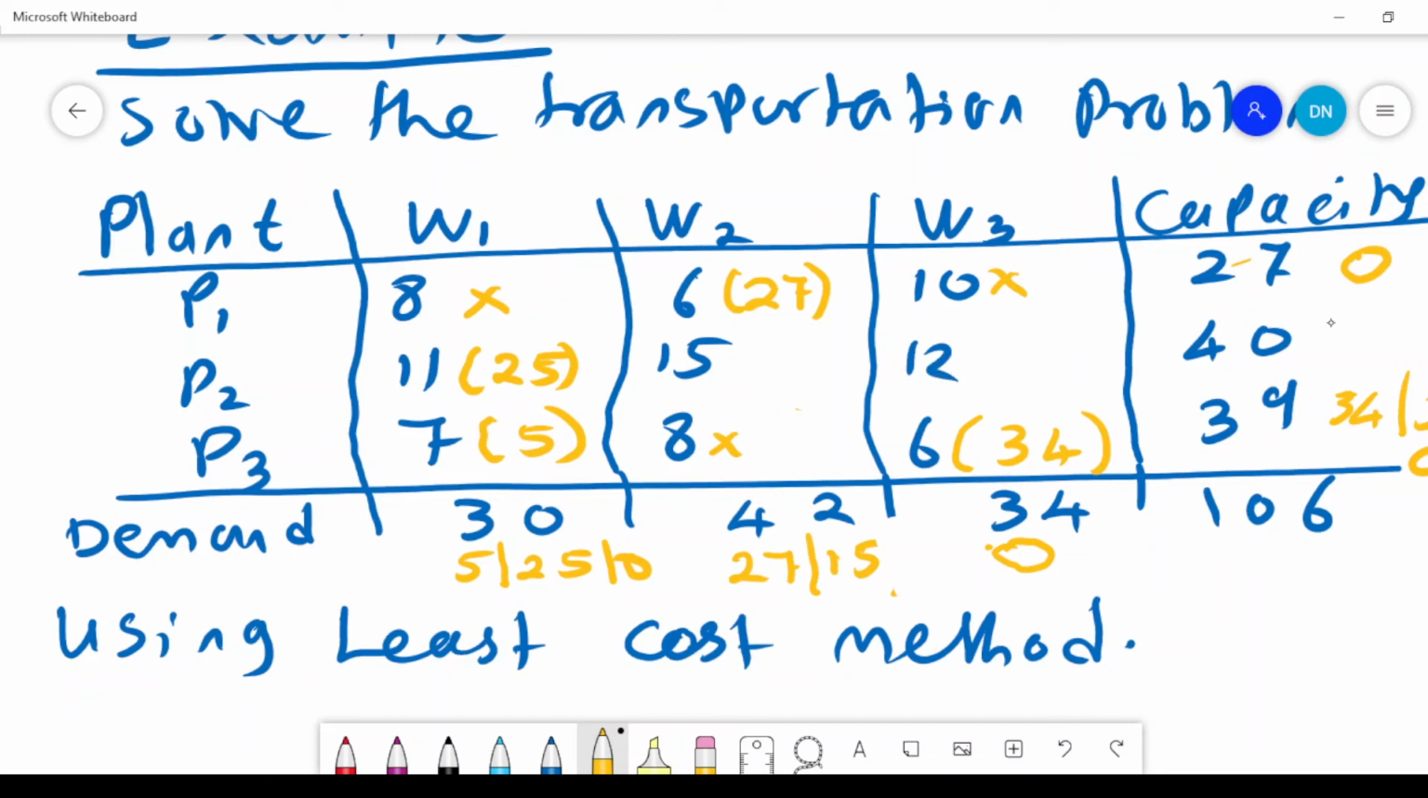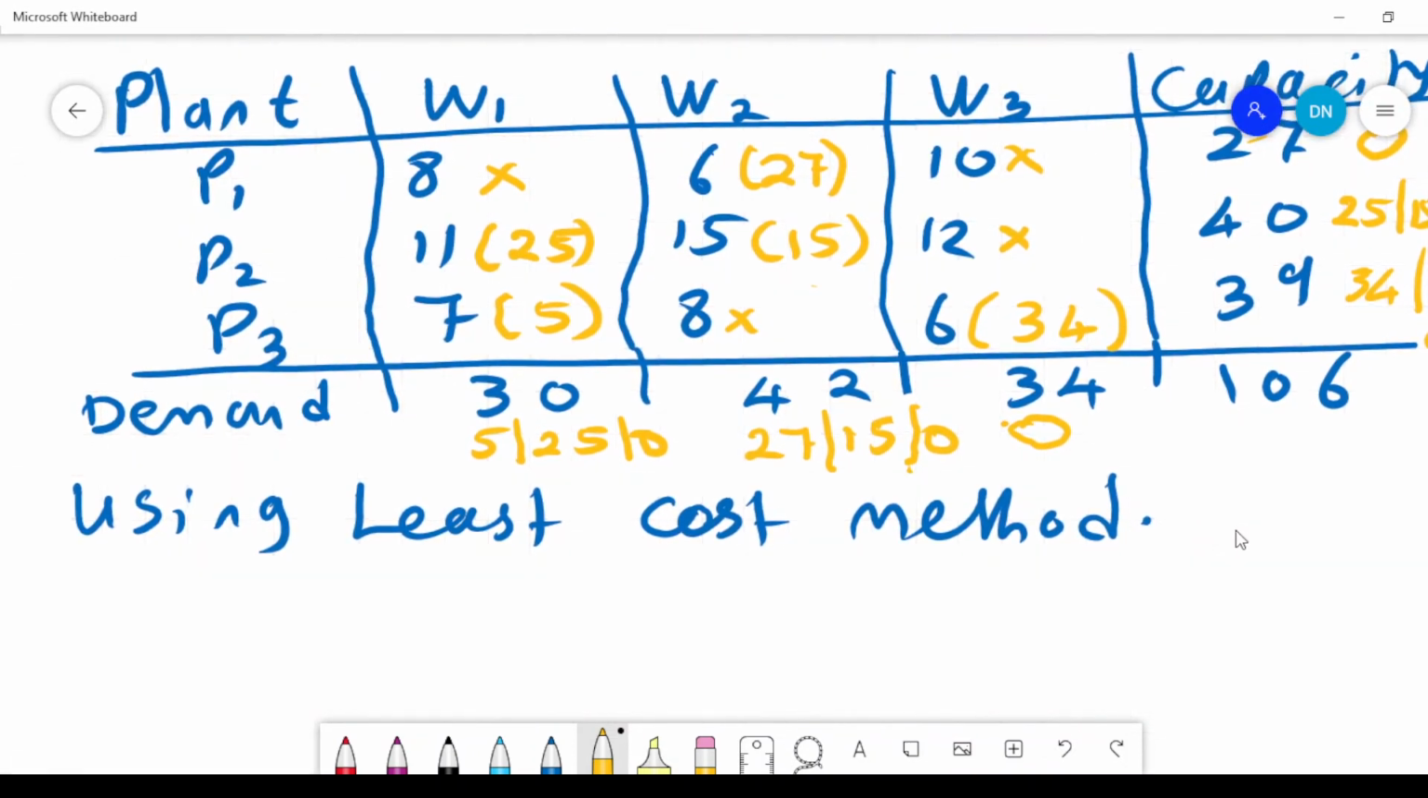P2 produces 40. It gave out 25. It was left with a balance of 15. When I come to this point, I realize that I will not give any units to W3 because it received 34 units. So the 15 will come here, and therefore this exhausts everything that it has, and this has also received everything that it required. Therefore, that solves my transport problem using the least cost.